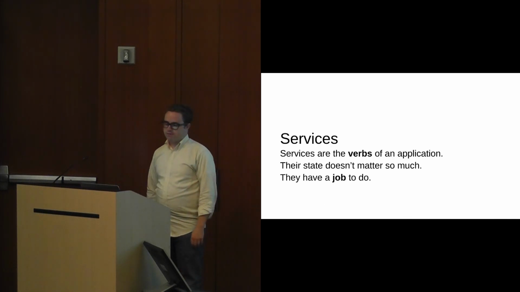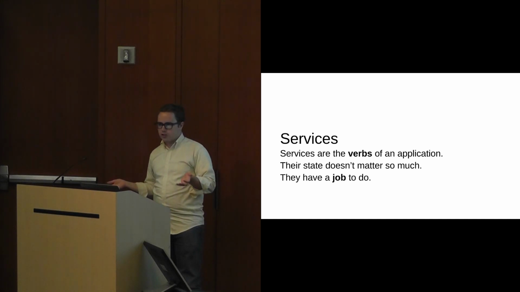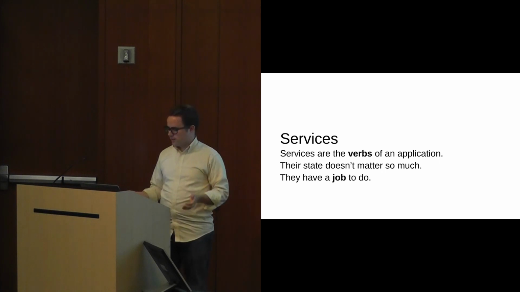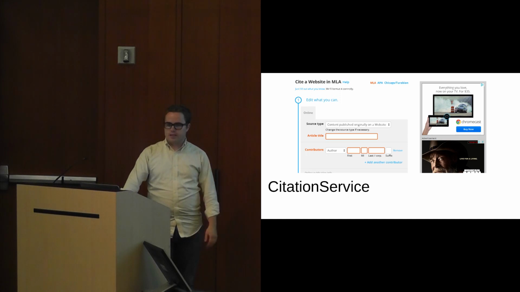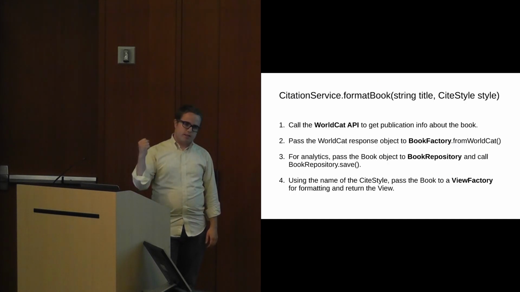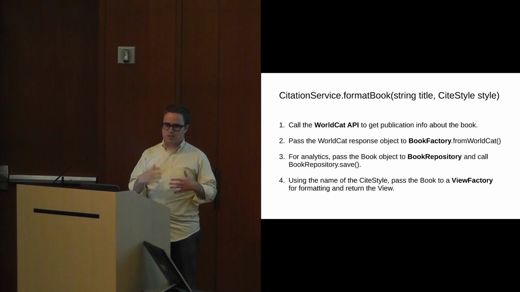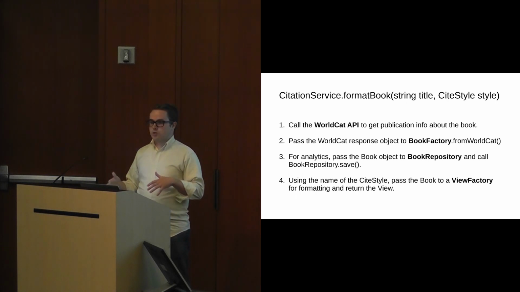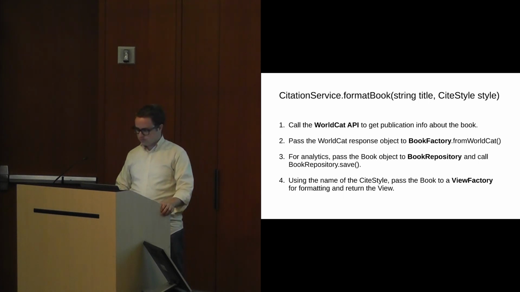So a service is a verb of an application. If you have a job to do and you're not really sure which object should be doing it, then it's probably a good job for a service. A service can touch lots of different parts of an application. An example on our website would be a citation service, which you give it the name of a book and it returns a formatted citation for you. So it might go to an API to get information about that book and then pass that information into a book factory and then send that to a repository to save analytic information and finally format it into a view. So that service could put all of those different pieces together.